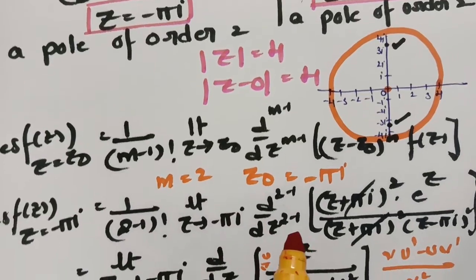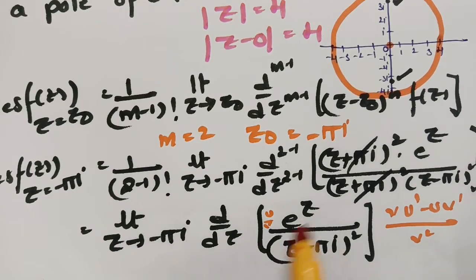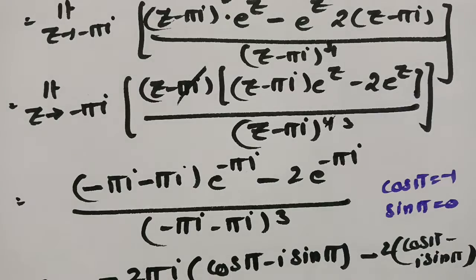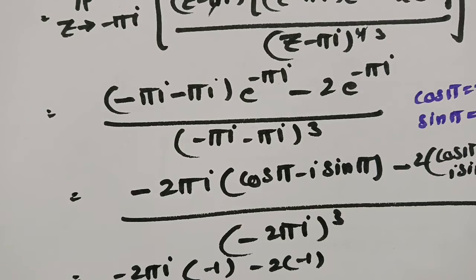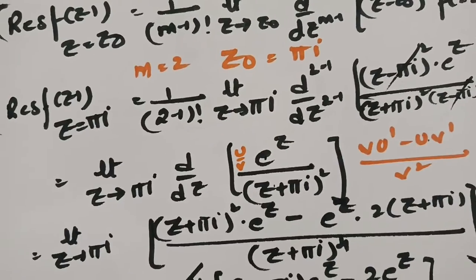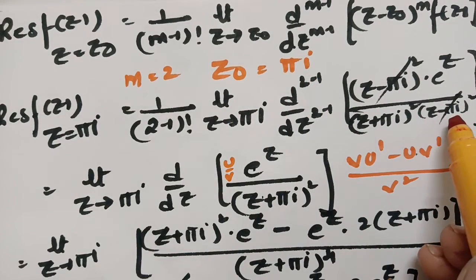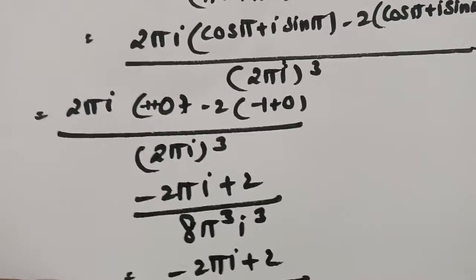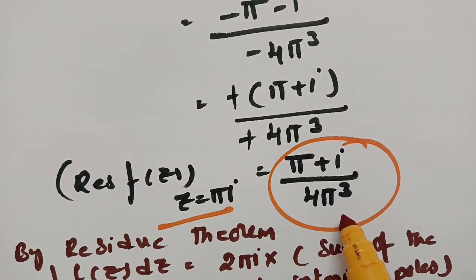So we have to find the residues for the corresponding poles. Here m is equal to 2 and z naught is equal to minus pi I. After cancelling z plus pi I square, substituting and taking a derivative and substituting z is equal to minus pi I, we get the residue value for z is equal to minus pi I. The next pole is z is equal to plus pi I. For z is equal to plus pi I, m is equal to 2 and z naught is equal to pi I. After cancelling z minus pi I square on both sides and taking a derivative one time using the UV rule and substituting z as pi I, after solving we got the residue value as pi plus I by 4 pi cube.